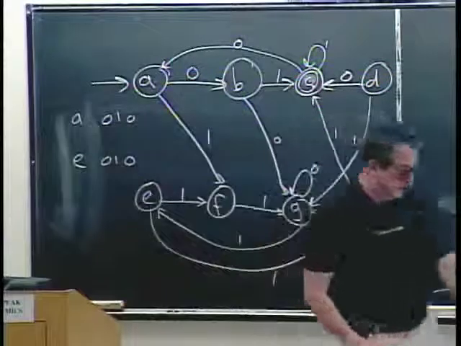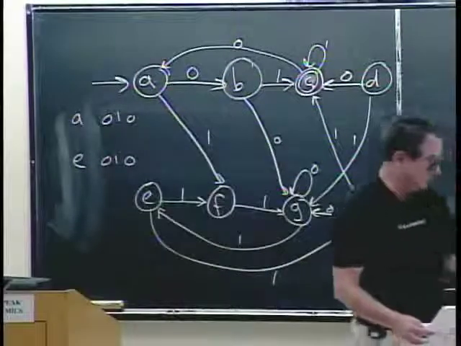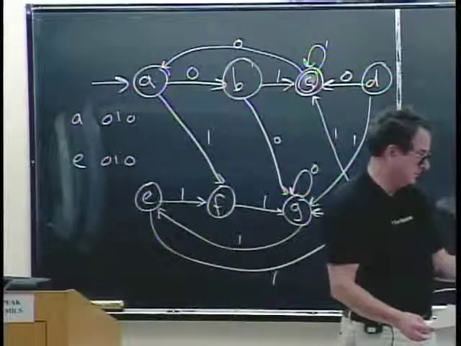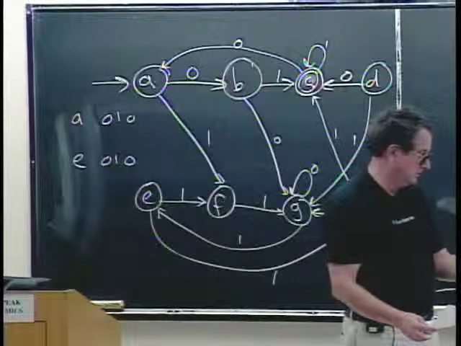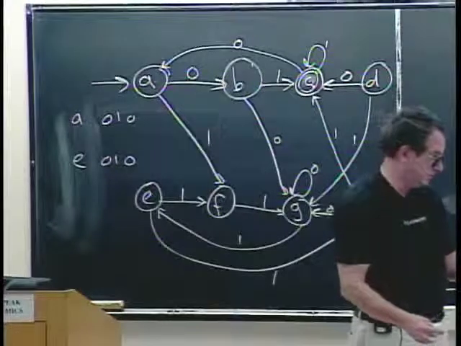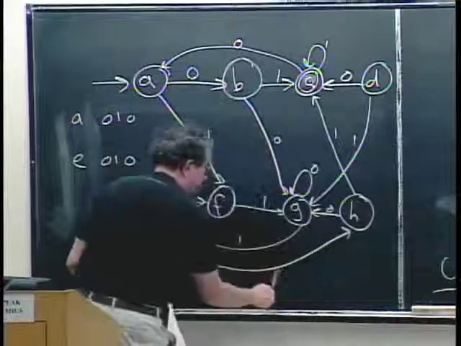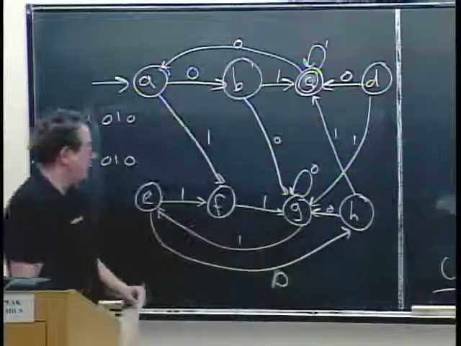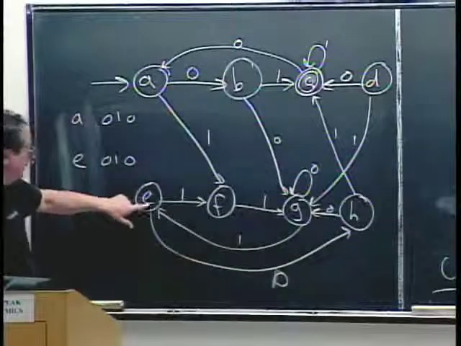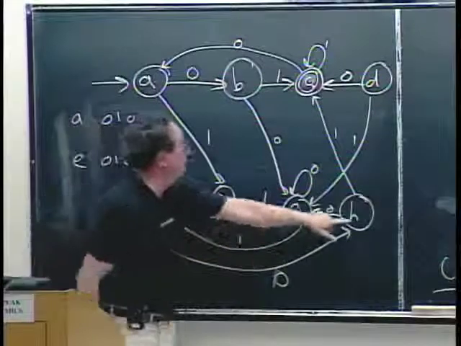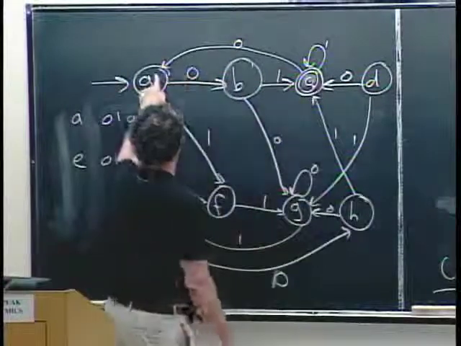Did something wrong. Well, that's embarrassing. This was supposed to be a 0. Okay. Starting from E, we have 0, 1, 0.